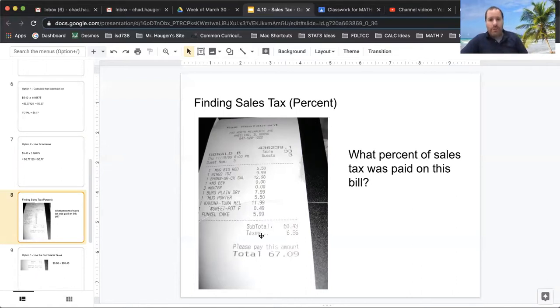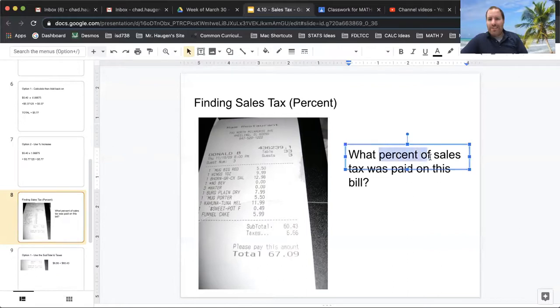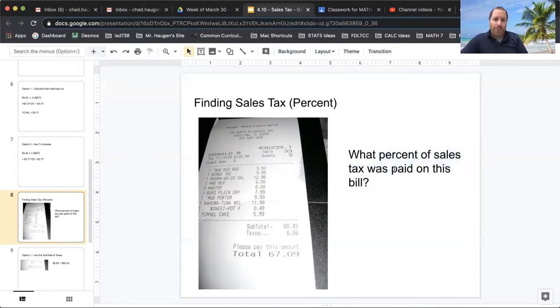That's what we're going to do on here. Here's kind of a sample receipt, and we're going to find what is the percent sales tax that was paid on this particular bill, right? And again, there are 2 ways. Just like there were 2 ways to calculate the money for sales tax, there's 2 ways to calculate the percentage for sales tax. Either one is perfectly fine.